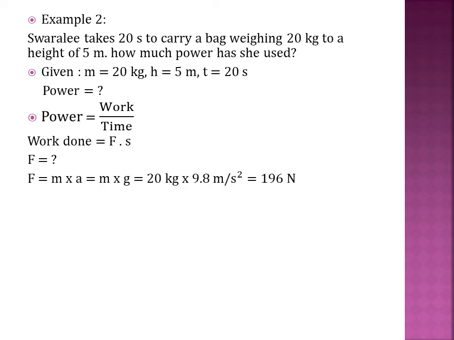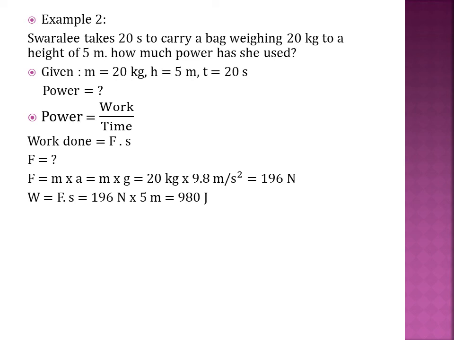Here it will be mass into g, that is acceleration due to gravity. Mass is 20 kg, acceleration due to gravity is 9.8 meter per second square. Now when we multiply it, it will be 196 Newton. Now work done is F multiplied by S. So it will be 196 multiplied by 5 meter. It will be 980 joule.